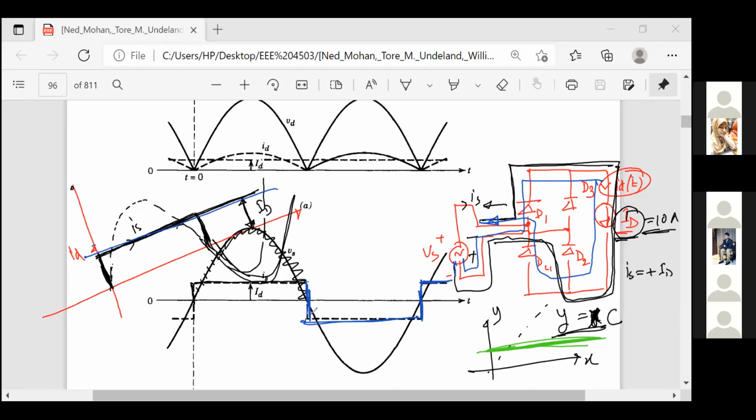You understand it or not? Yes, sir, understood. If it is resistive, then you will get like this. Since we have the output kind of constant, so we will have a rectangular wave shape of IS. It is no longer sinusoidal.